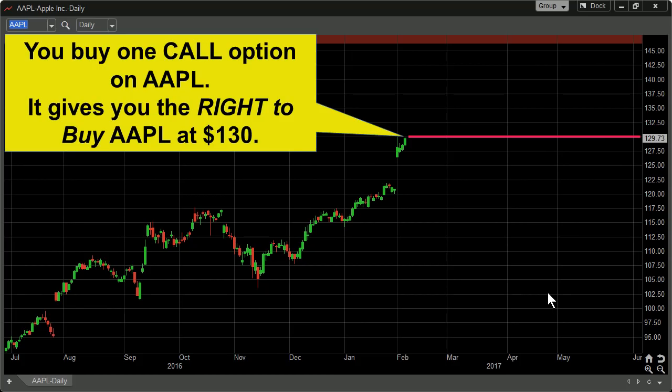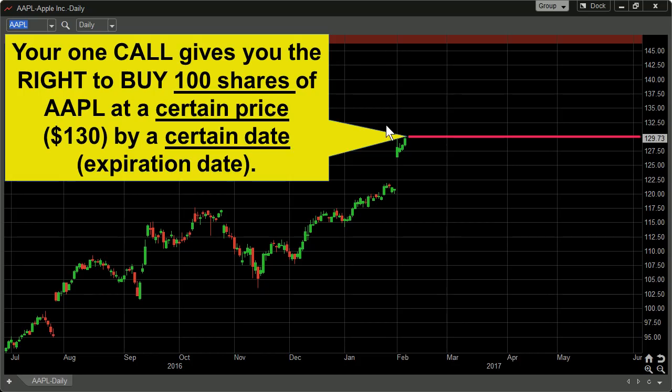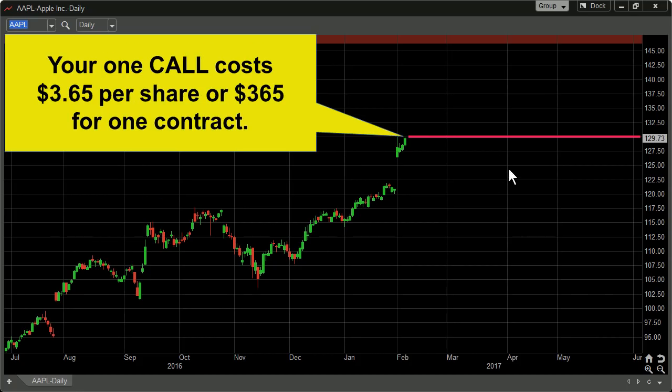So we go out and buy one call option, and it gives you the right to buy Apple at $130 per share. Your one call now gives you the right to buy 100 shares of Apple at a certain price. That's $130 per share. That's the strike price. By a certain date. That would be the expiration date. In this example, your call option cost $3.65 per share. That was the premium you had to pay per share, or $365 for one contract. So for $365, we now control 100 shares of Apple.